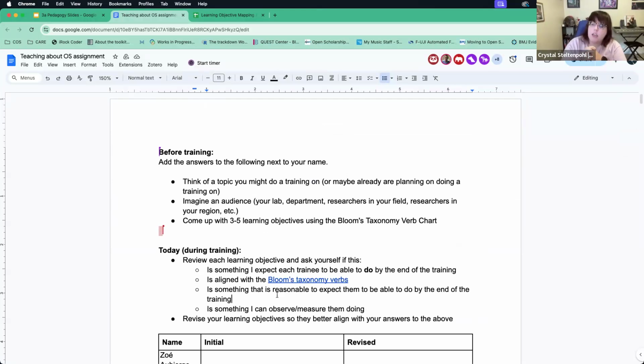But what we can do today is break out into groups, and for about 15 minutes or so, maybe as groups, you can talk about your learning objectives. So share what your topic is, who you think your audience might be, what your learning objectives are, and then perhaps as a group discuss them and think about, are these things that I'm expecting the trainee to be able to do at the end of the training? How well does this align with those Bloom's taxonomy verbs?